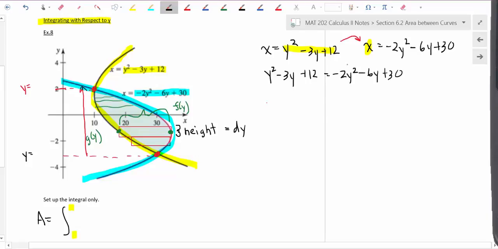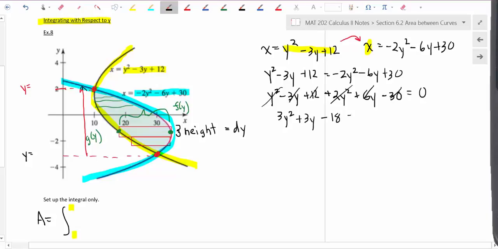What I'm going to do is move everything to the left side. I'm going to leave the left side the way it is and move everything from the right to the left. So I've got plus 2y squared plus 6y minus 30 equals 0. I'm solving a quadratic equation, so I want one side equal to 0. If I put together the like terms, those add to 3y squared, these add to 3y, and then 12 minus 30 adds to negative 18.